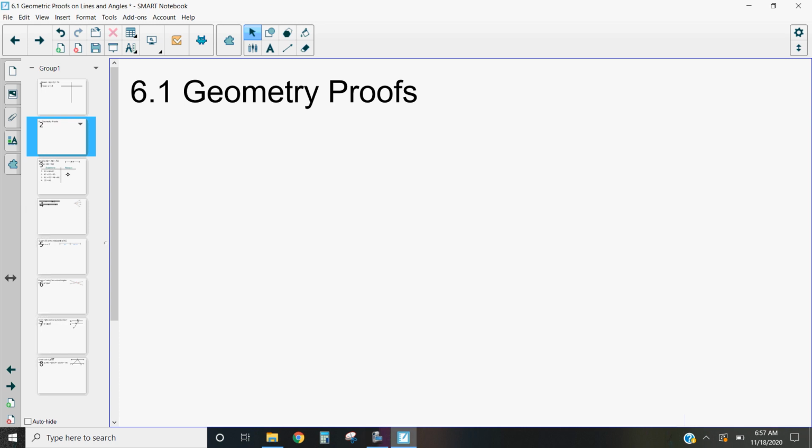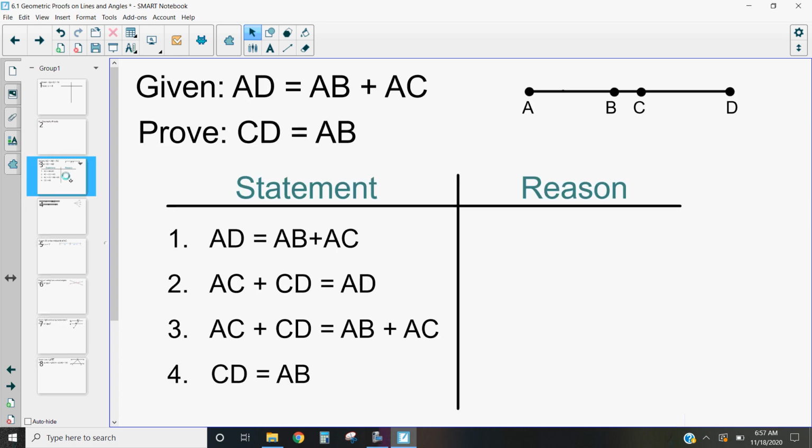Now, the biggest thing between a geometry proof and an algebra proof is the type of information that they give us in our given statements. So with an algebra proof, typically what we're given is something like 6x plus 13 equals 7. Something like that, where it's just a statement, and that's all the information that we're given.